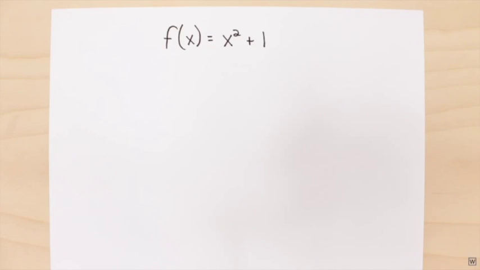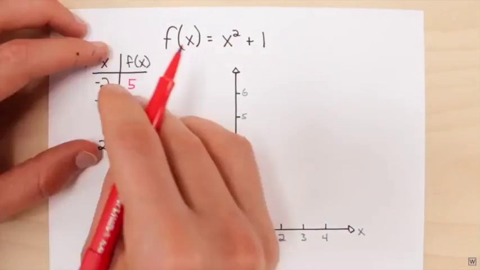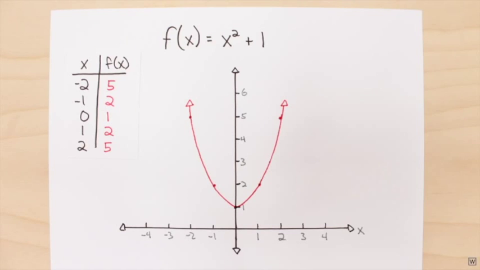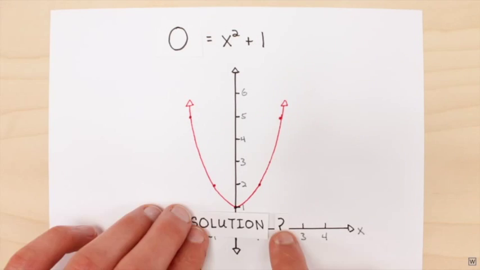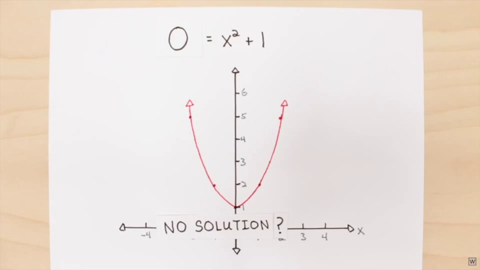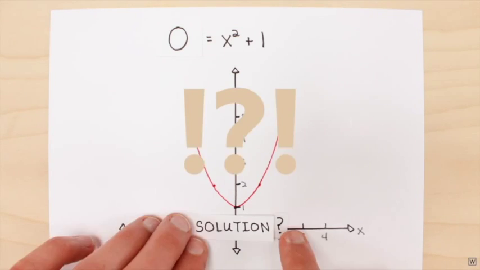So now we are going to see the following example. f(x) is equal to x squared plus 1. If we draw this function, we get a parabola. To see where the equation is equal to 0, we must look where the parabola crosses the x-axis. But our parabola doesn't cross the x-axis, so is there no solution? What can we do to solve this equation?